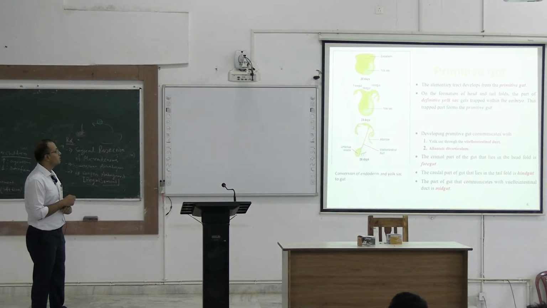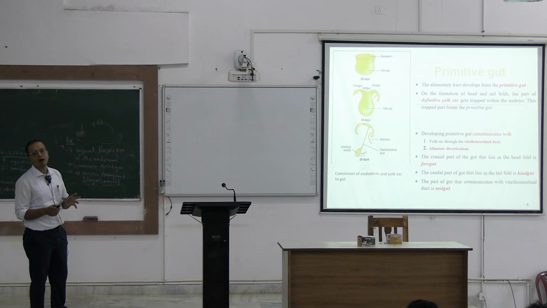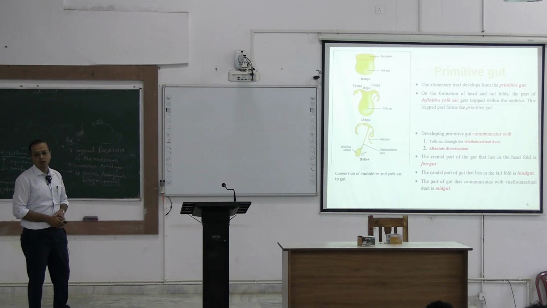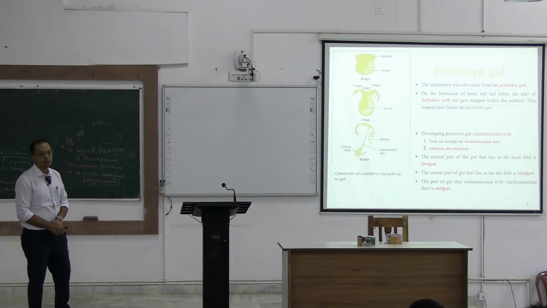Now this primitive gut tube, present in the head fold region, we call the foregut. The primitive gut tube present in the tail fold region, we call the hindgut. And the middle portion, which has a communication with this Vitello-intestinal duct, we call the midgut portion. So this is how it can be separated.